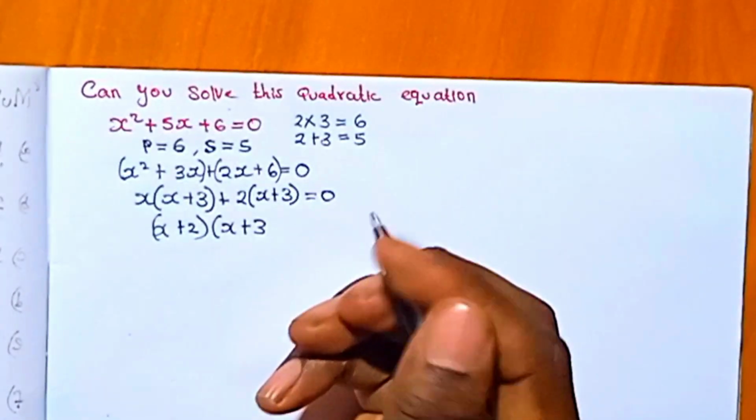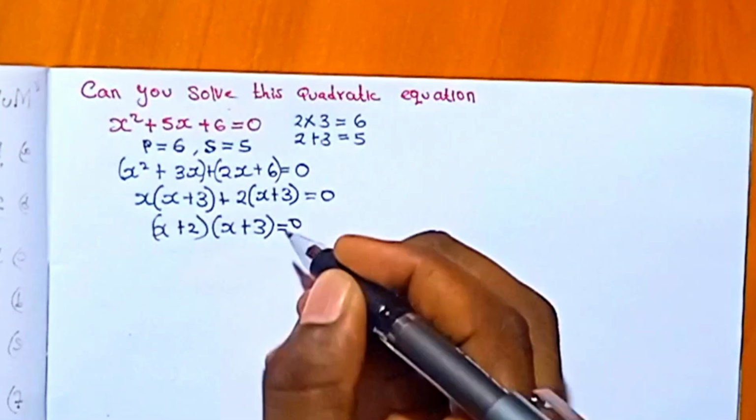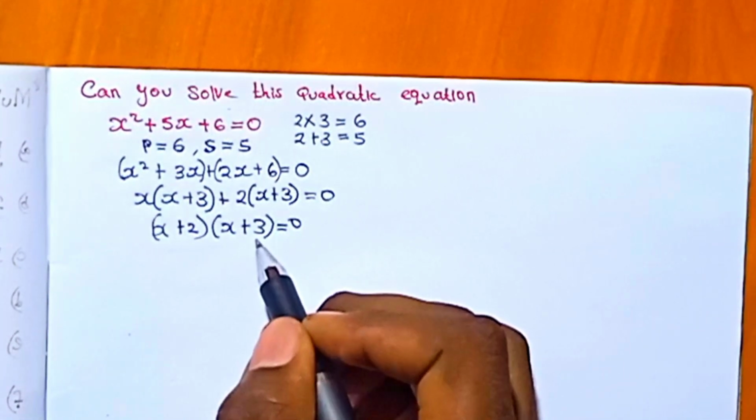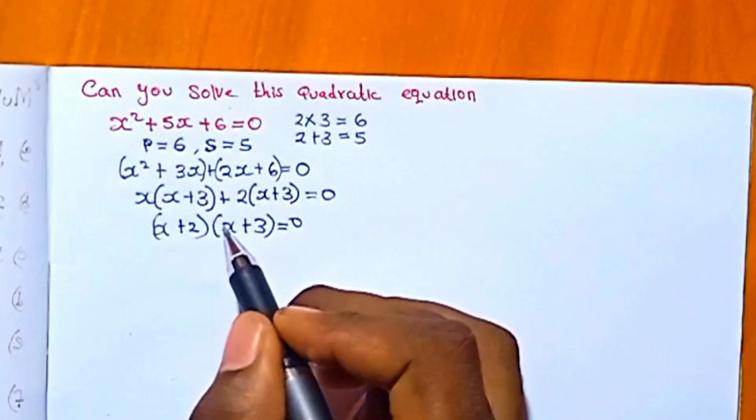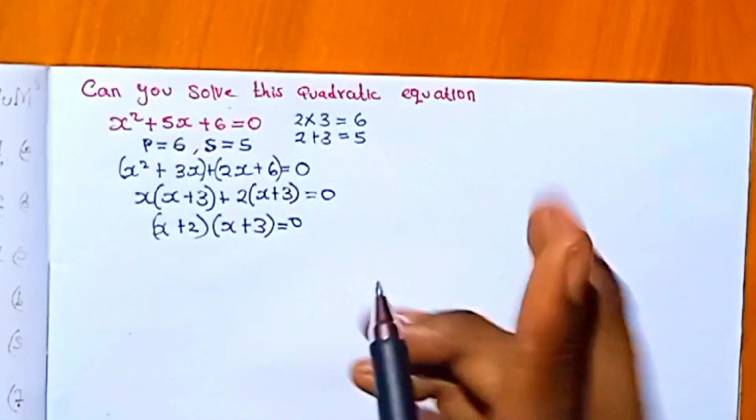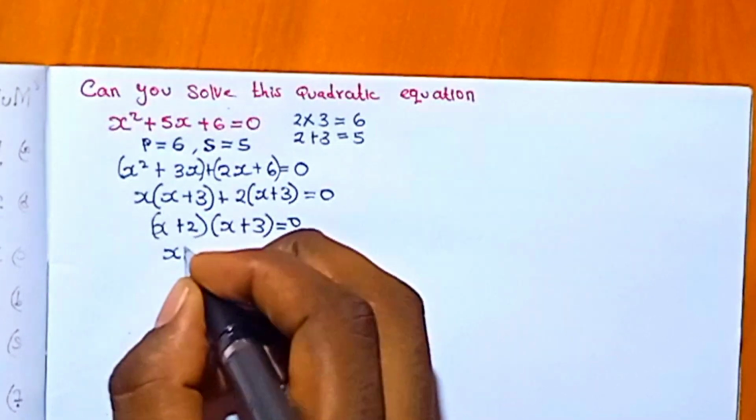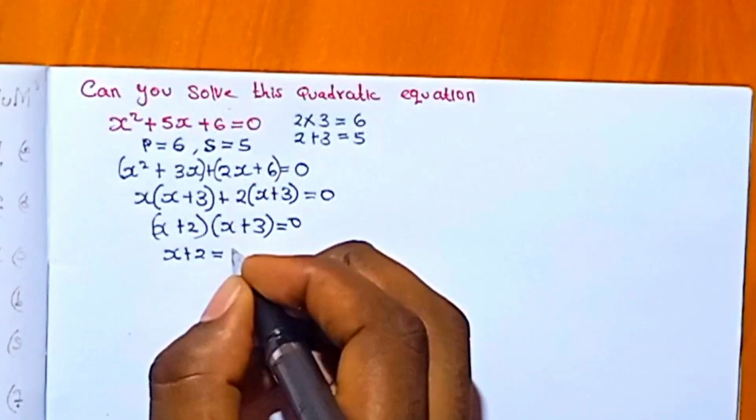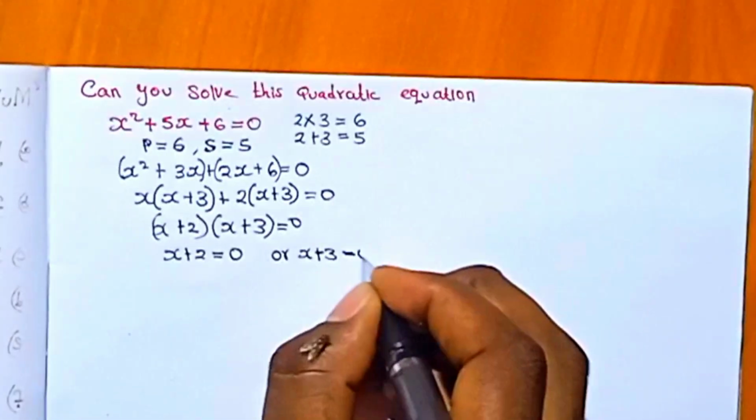So the solution is either one or the other equals to 0. So when we multiply two things and the result is 0, it is either this one or this one that is 0. So we have two possibilities. So x plus 2 may be equal to 0, or x plus 3 may be equal to 0.